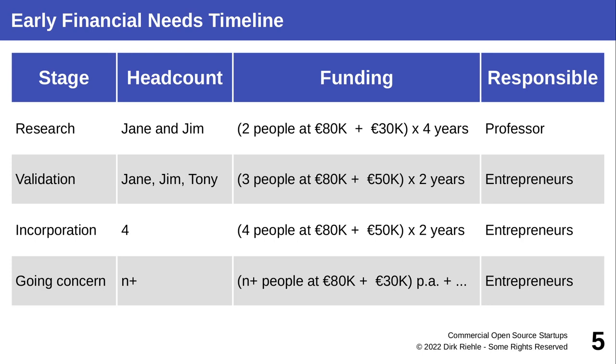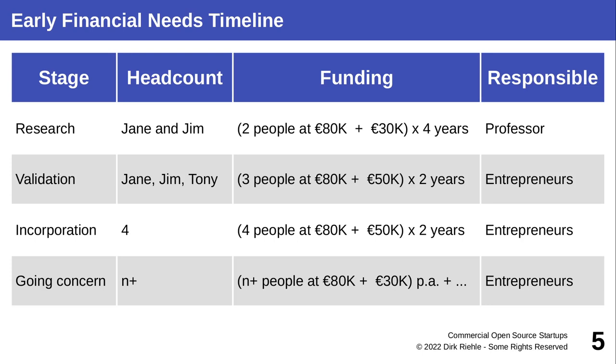And in those very early stages, in the seed stage, or even in the research stage before you even have incorporated, where the professor is the person who has to find the funding, it's usually the salaries. So you take a look at the gross salary of people and the ancillary cost of having people, so the gross salary times 1.3, 1.5, over the time frame that you want to fund them, and then how many people of what quality. So that's how you have headcount of 2 people in research, 3 in validation, 4 during incorporation, and more as a going concern. And that's how you can calculate it.